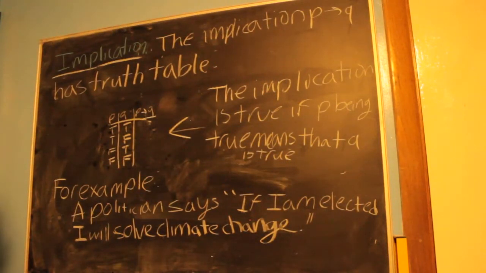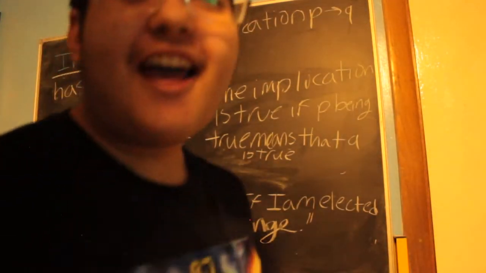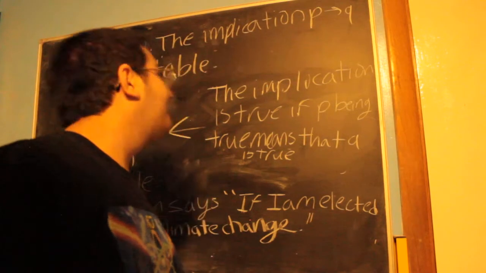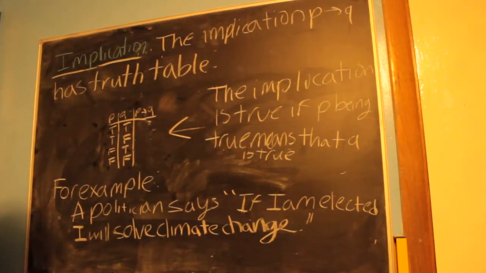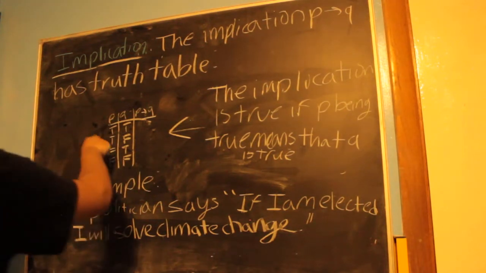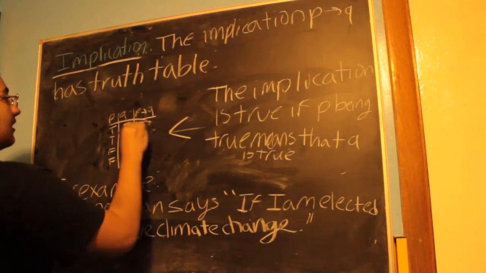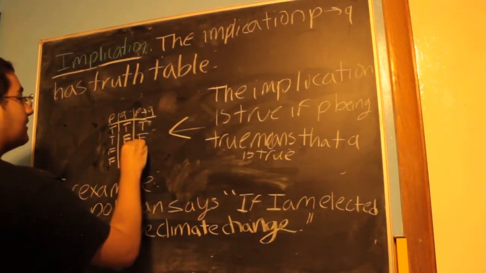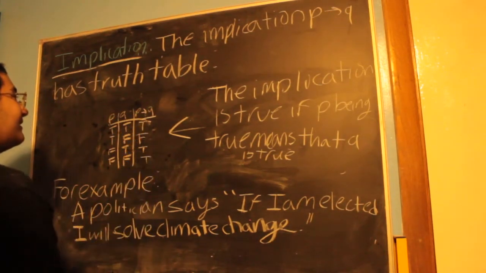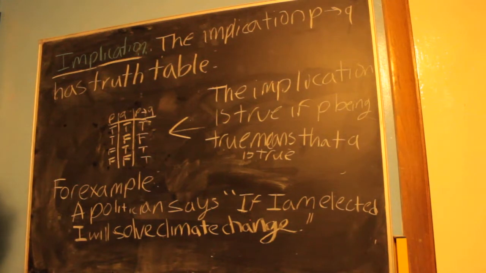Okay, let's talk about implication and how that relates to you. The implication P implies Q has the truth table. Well, it's not filled out yet, so let's fill it out. So I'm filling it out. I want to see what you think of it. It's kind of weird, isn't it?